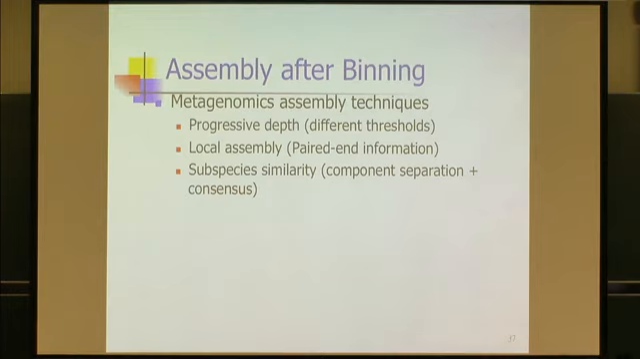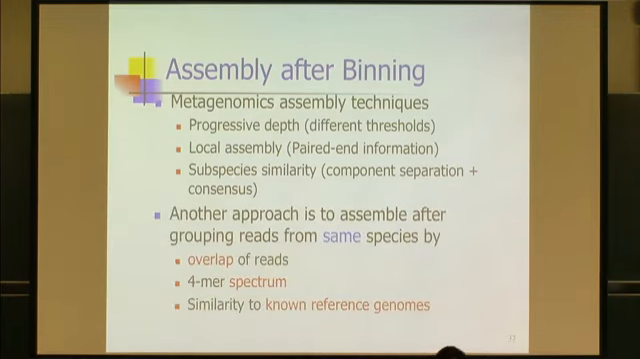Okay. In fact, we did some work about binning. The assembly can help binning, but binning can also help assembly. Now for metagenomic assembly, we talked about progressive depth, local assembly, and using the consensus to deal with subspecies similarity. Now what's binning? In fact, binning uses different techniques. When you get reads, we want to put them in the same bin, the same group. We believe that they belong to the same species.